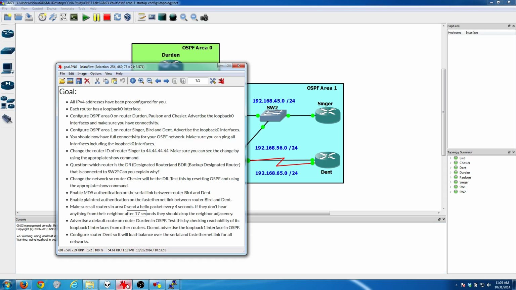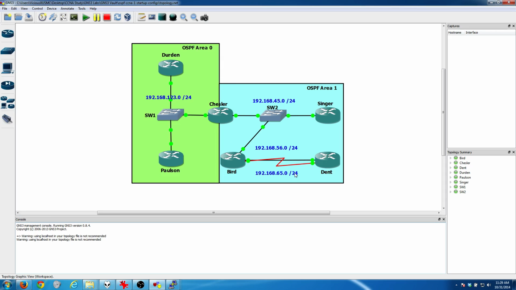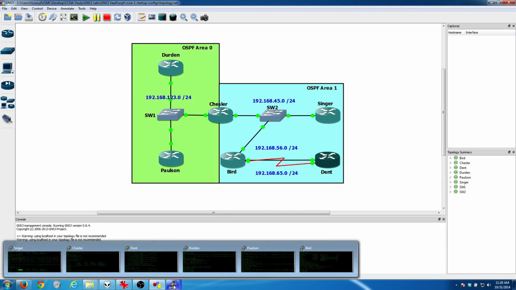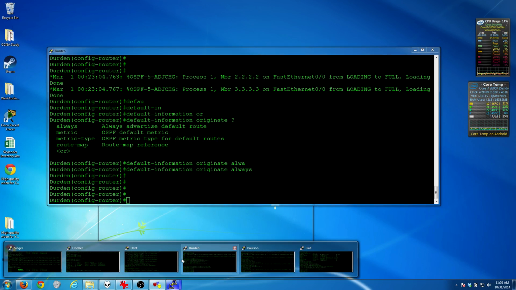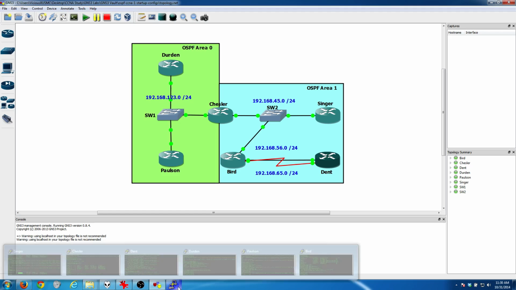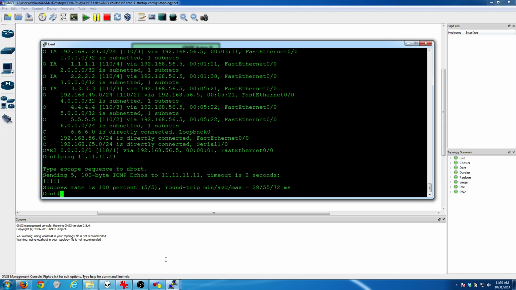Now let's jump back into the goals. What do we have left? Configure Dent so it will load balance over the serial and FastEthernet link for all networks. OSPF can do equal cost routing. If you have more than one link to get somewhere of the exact same cost, it does rudimentary load balancing and helps equalize that traffic across your lines. You can see that the serial link and the FastEthernet link are here, but they're not going to load balance normally because they're not the same cost. You have to have equal cost. Only EIGRP can do unequal cost load balancing.